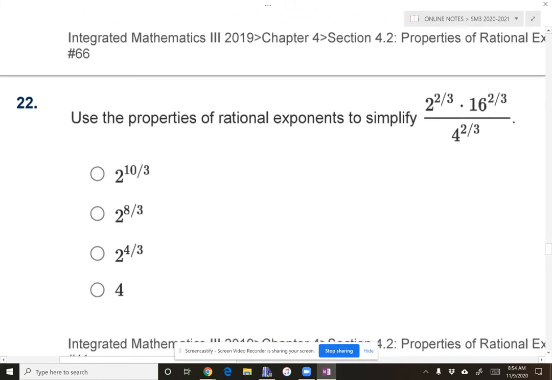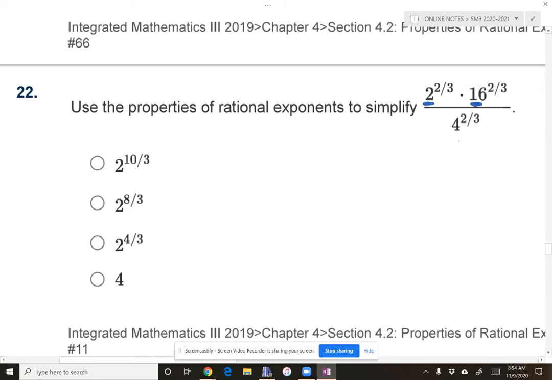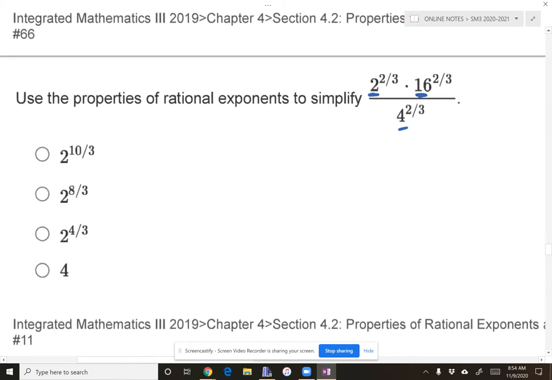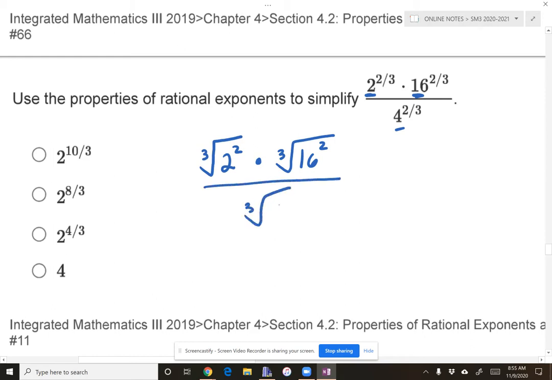This is number 22. It says use the properties of rational exponents to simplify. So all of our exponent rules tell us we can only do things if our bases are the same. If you look at these, we have 2, 16, and 4, and you're like, what in the heck? So I'm not going to keep them as exponents. I'm going to change them to powers. So this is the cube root of 2 squared, right? Roots on bottom, powers on top, times the cube root of 16 squared over the cube root of 4 squared, okay?